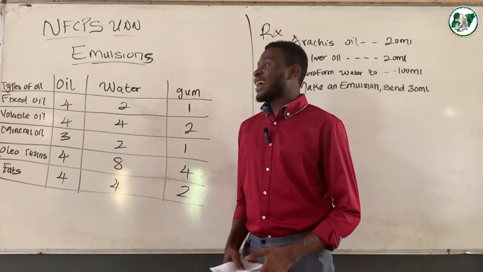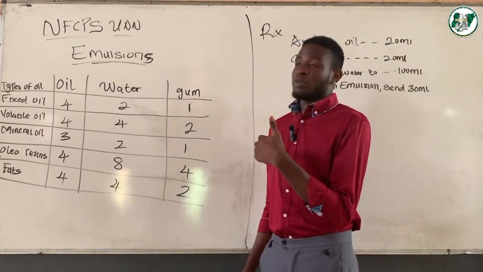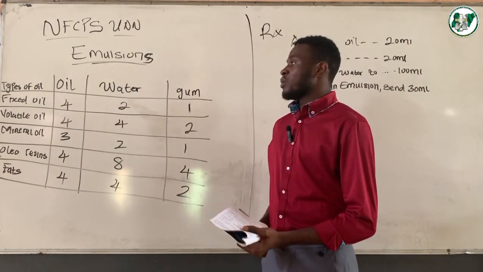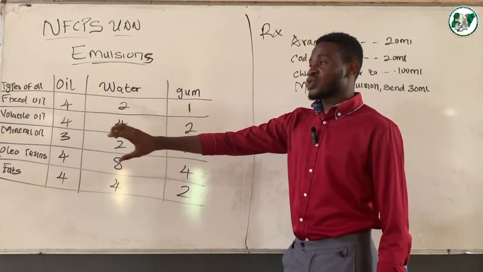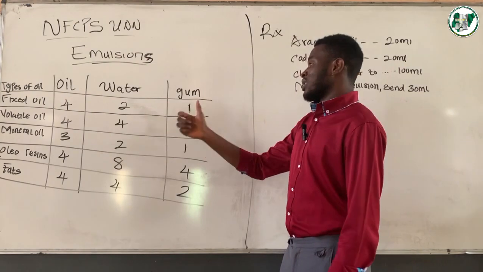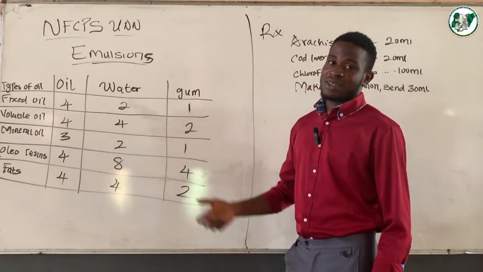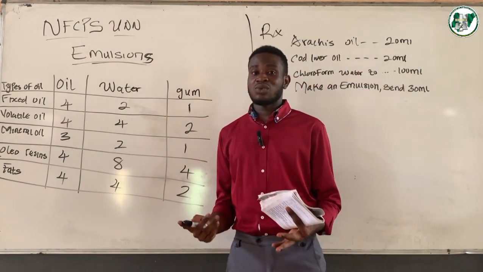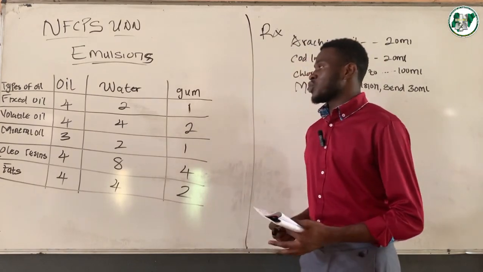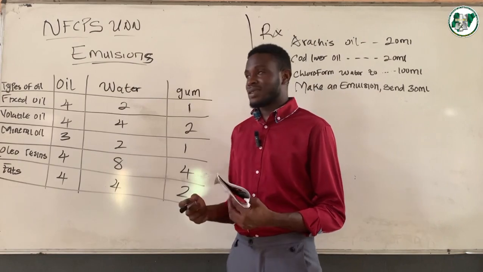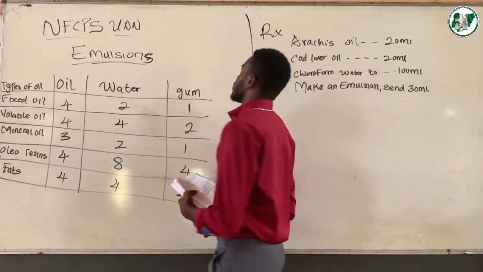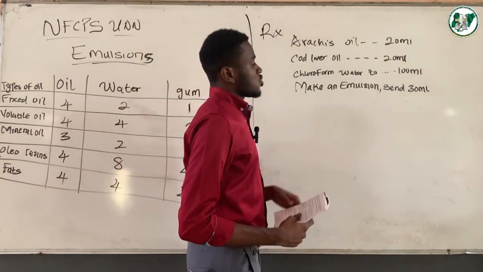Now, depending on the type of oil we are using to prepare an emulsion, there has to be a ratio between the volume of that oil and the volume of water, and also a ratio related to the gum we are using. In the preparation of emulsions, remember, there are two immiscible liquids, but we have to make use of an emulsifying agent or gum, which will be tragacanth, acacia, etc. So going on to this question, you say we should make an emulsion and send 30 ml.